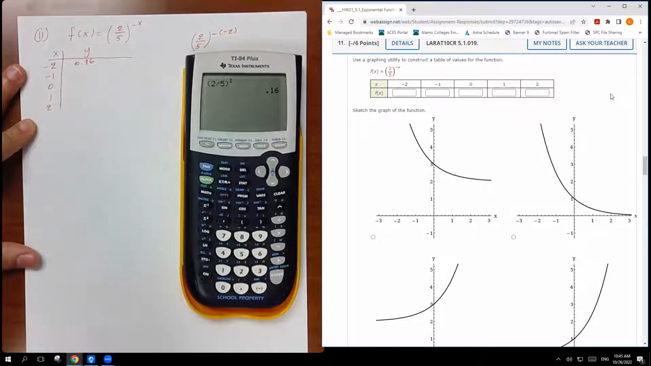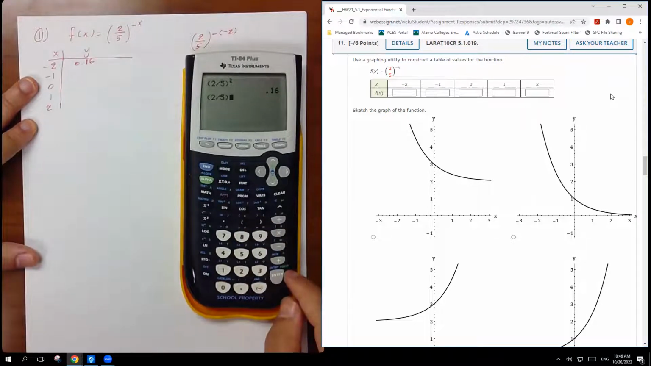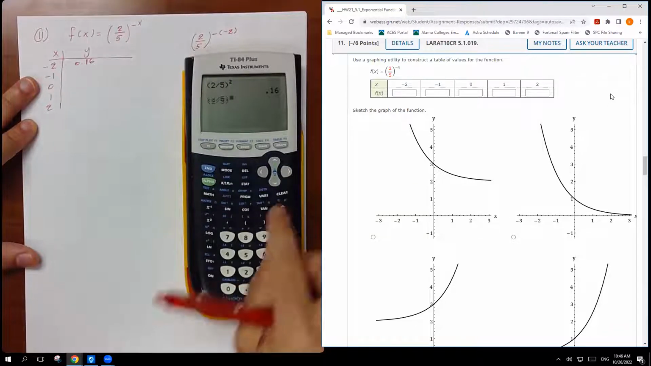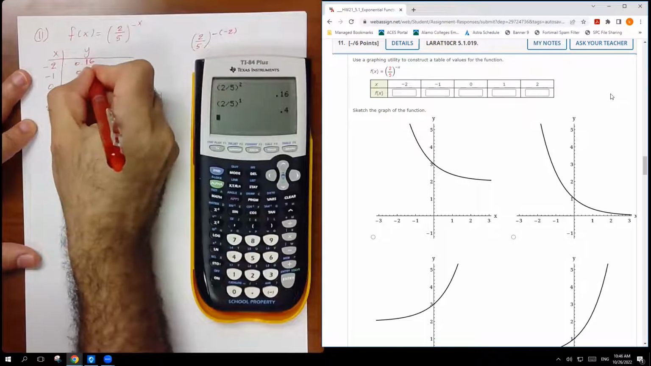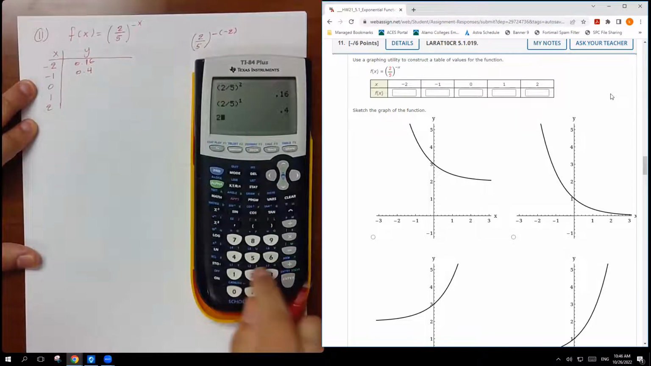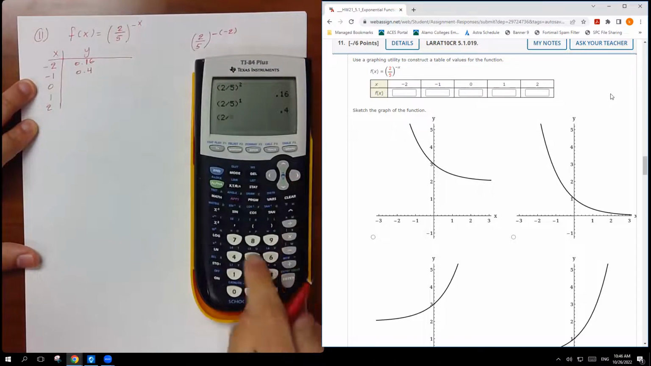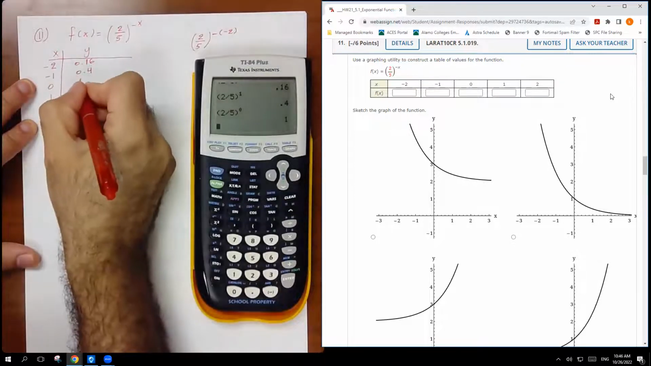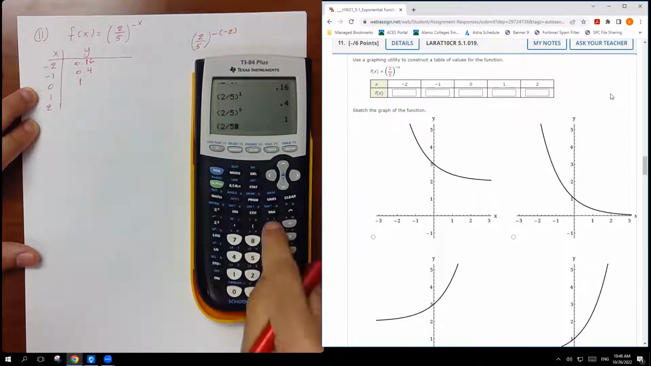Now, -1 is going to be -1, so it's going to be +1. That means 2 divided by 5, close the parentheses, to the exponent 1, which is going to be 0.4. So this is 0.4. Now to the 0: 2 divided by 5, close the parentheses, to the exponent 0. Any number to the exponent 0 equals 1, which is the y-intercept.